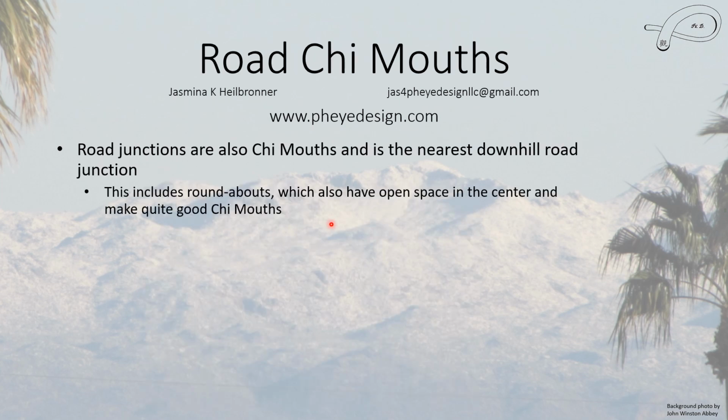When we come to road Qi mouths, the one you want to look for is the nearest downhill road junction. If this is a roundabout, that's even better, because roundabouts tend to have an open space in the center and they make really good Qi mouths. But roundabouts aren't that common.